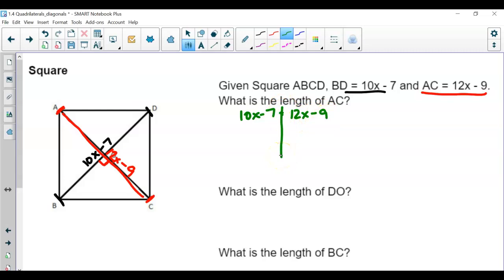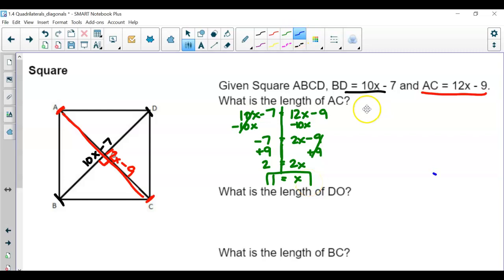And going through and solving for x. So gathering our variables, negative 7 is equal to 2x minus 9. And now we're back to solving our two-step, adding 9. And 2 is equal to 2x, which means x is equal to 1. But again, is this our answer? No, because we're looking for the length of AC. So AC was 12x minus 9, or 12 times 1 minus 9, which means AC is equal to 3.